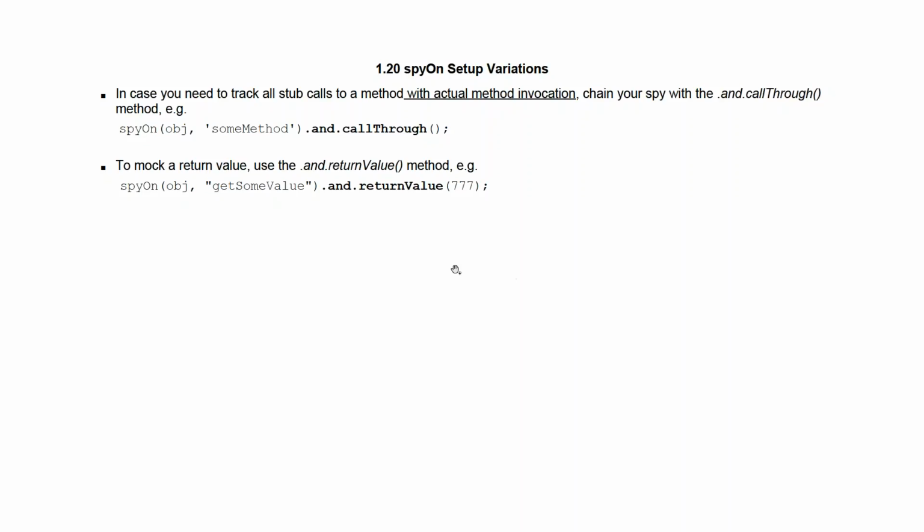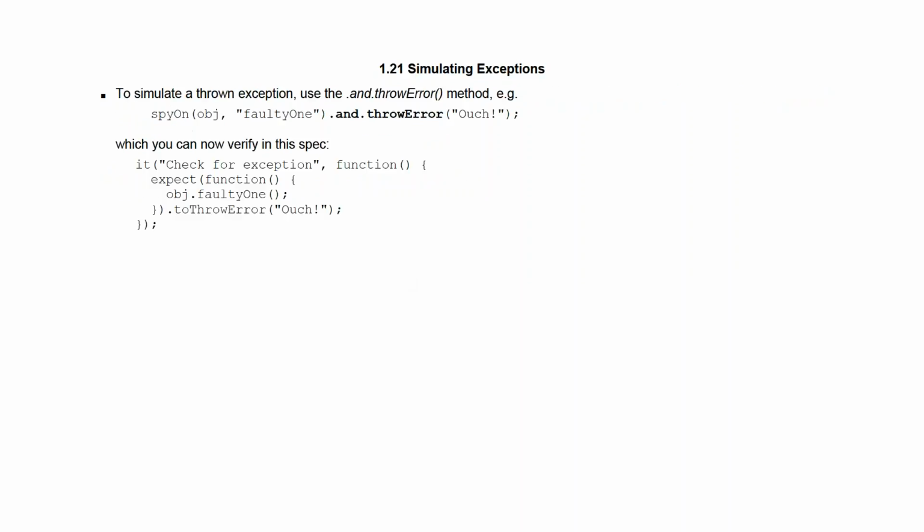Really useful, and the mechanism is pretty straightforward in JavaScript. We can also throw exceptions. If I want to check that my code handles exceptions properly, I can throw an exception from some method. So if somebody calls faulty, I'm spying on it, but throw the error 'ouch' from that.